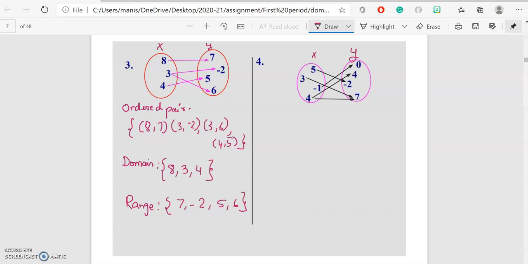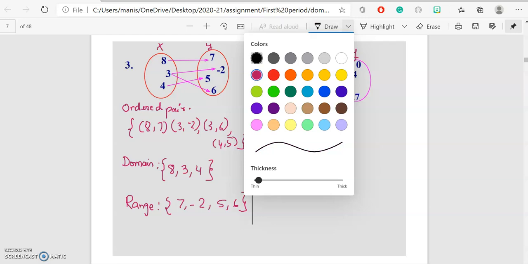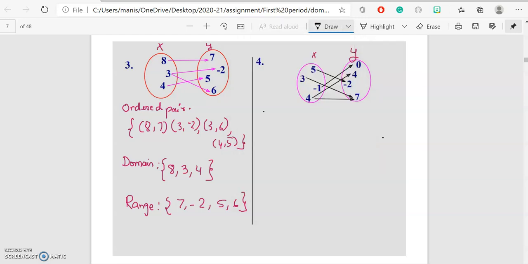Let's do one more question over here. Ordered pair. 5 is paired with what? 5 is paired with -2, as you can see from the arrow. Now the second one is 3. 3 is paired with 7. So 3 is paired with 7. What else? -1 is paired with 0.